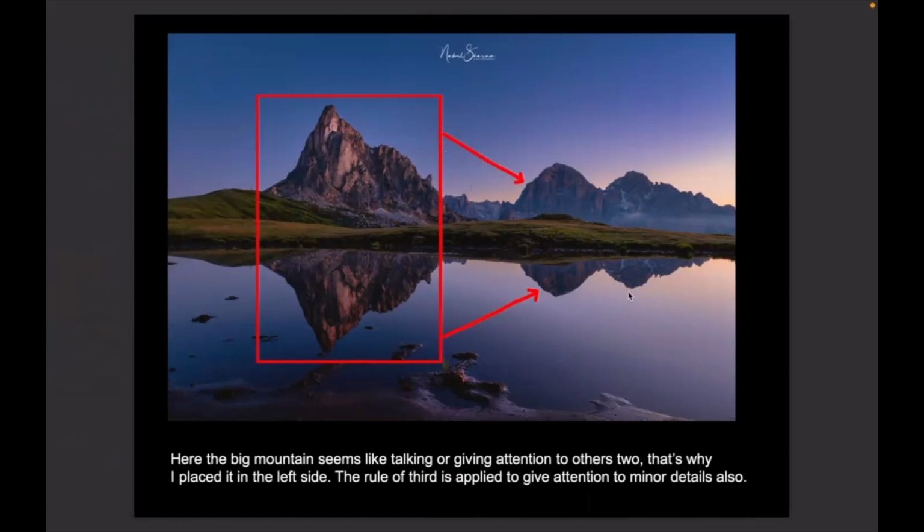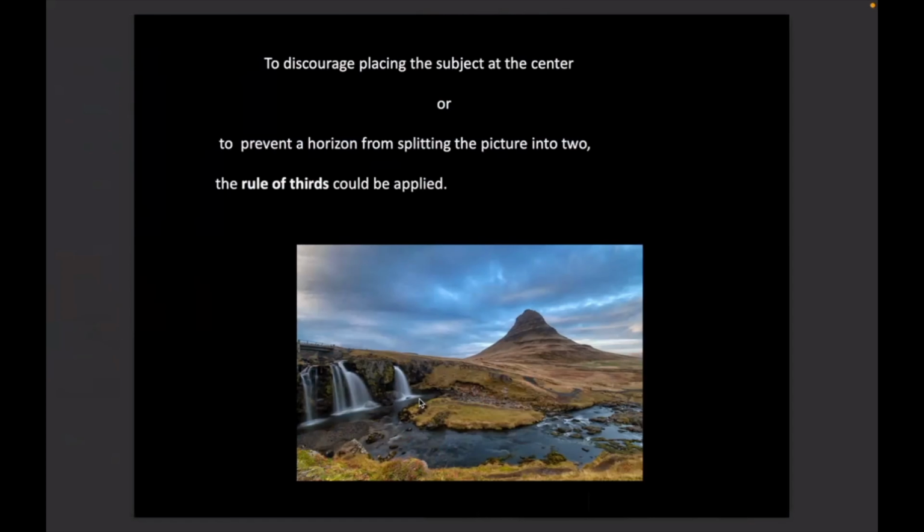And plus I added the reflection also, so the law of attraction is here as well. And having a foreground, even some details in the foreground, creates more law of attraction as well. And plus applying the rule of thirds, so this is what the rule of thirds can bring or give you in a photo. It basically discourages placing the subject at the center, to prevent a horizon from splitting the picture into two. That is how the rule of thirds could be applied, so this is our first topic, the rule of thirds.